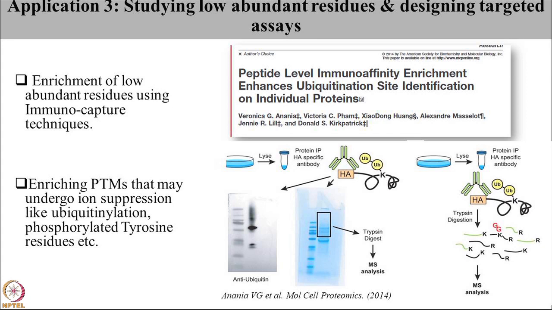So they have done peptide level immunoaffinity enrichment and enhancing the ubiquitination site identification on individual proteins. As you can see, first of all, they have monitored the response or the ubiquitination using an anti-ubiquitin protein. One of the steps before you proceed for IPMS, you should check the response or the number of residues present on the protein of interest using a Western blot.